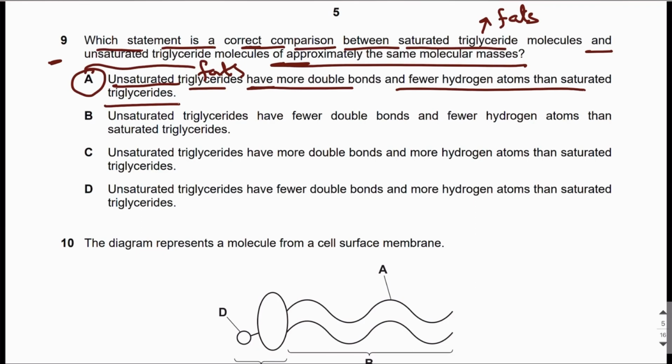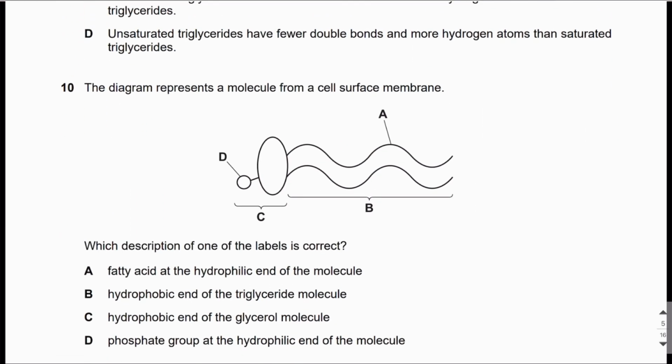This is the answer. You need to know that unsaturated fats or unsaturated triglycerides have more double bonds, and if there are more double bonds, it means there are fewer hydrogens, because this is the rule. Greater the number of double bonds, lesser will be the hydrogens. Let's move on to MCQ number 10.